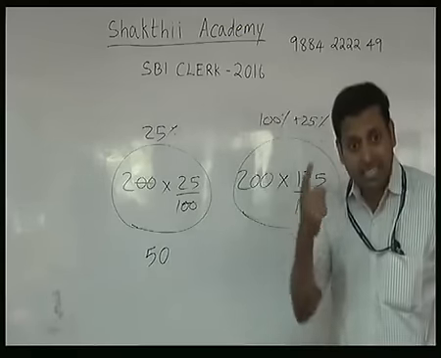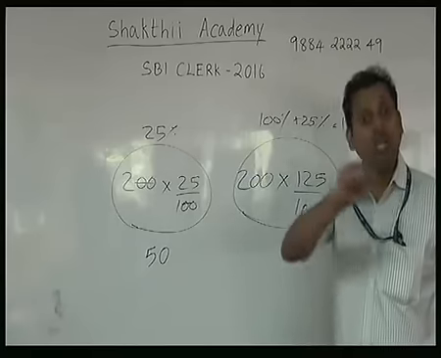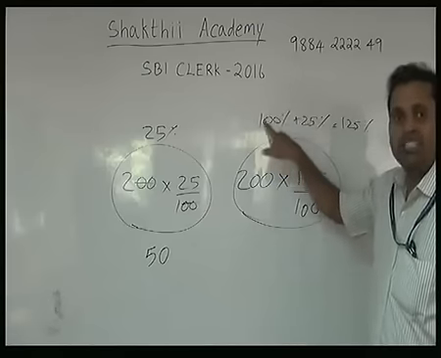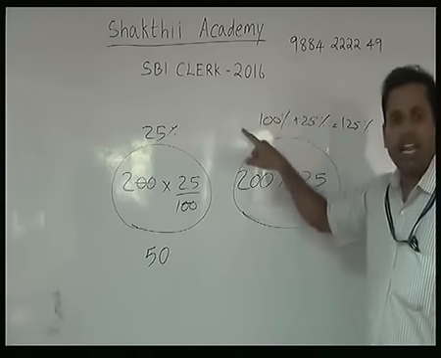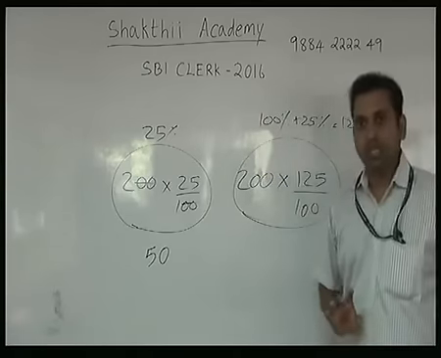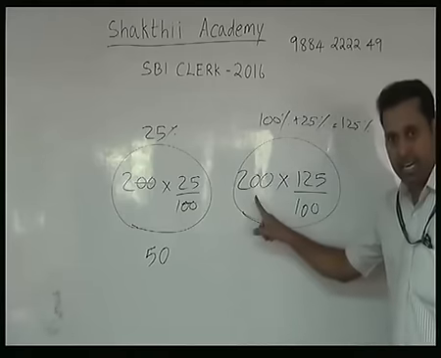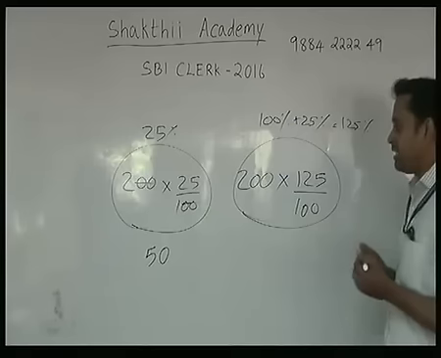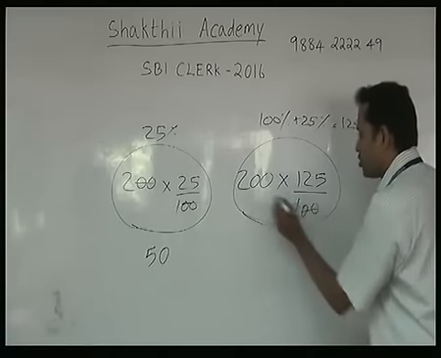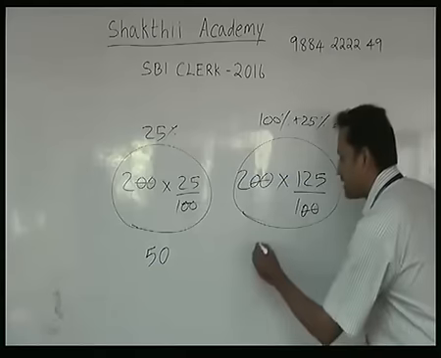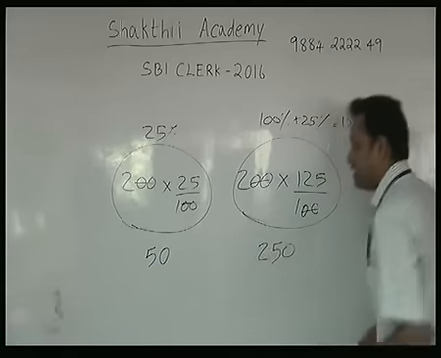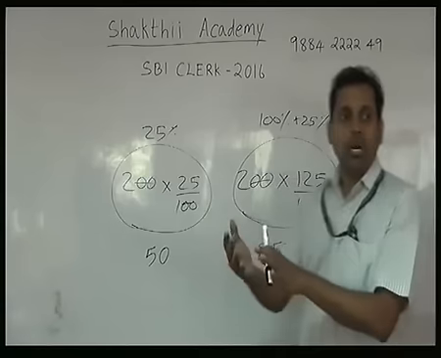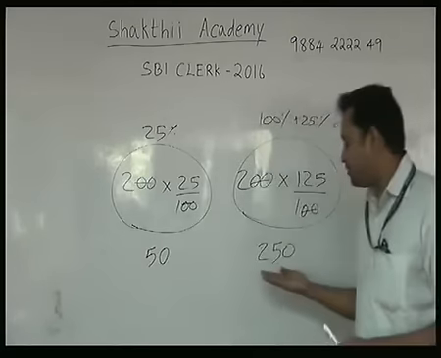So 25% is the increase on the old value, correct? So 25% plus the old value, which is 100%, gives 125%. Now I will calculate 200 into 125 by 100. The two zeros get cancelled, and I get 250 rupees. So 200 is the old value, and after the price increases, it becomes 250.